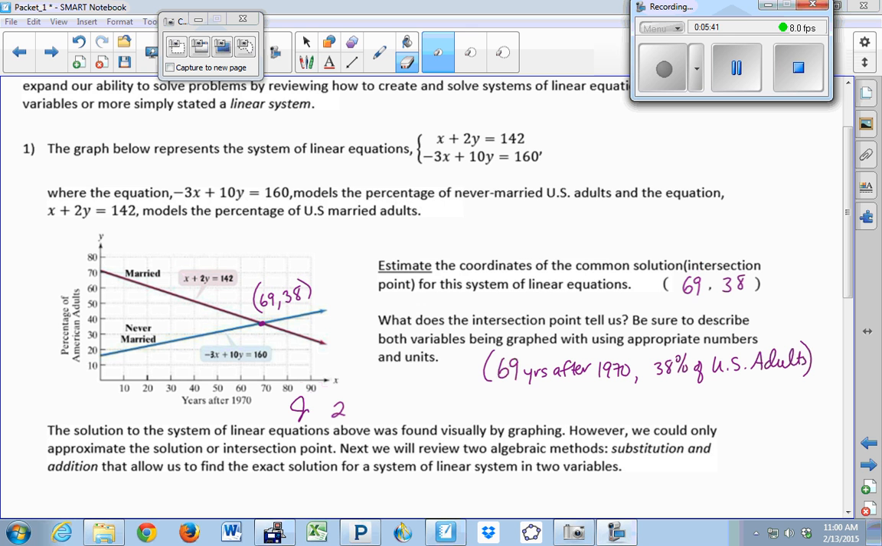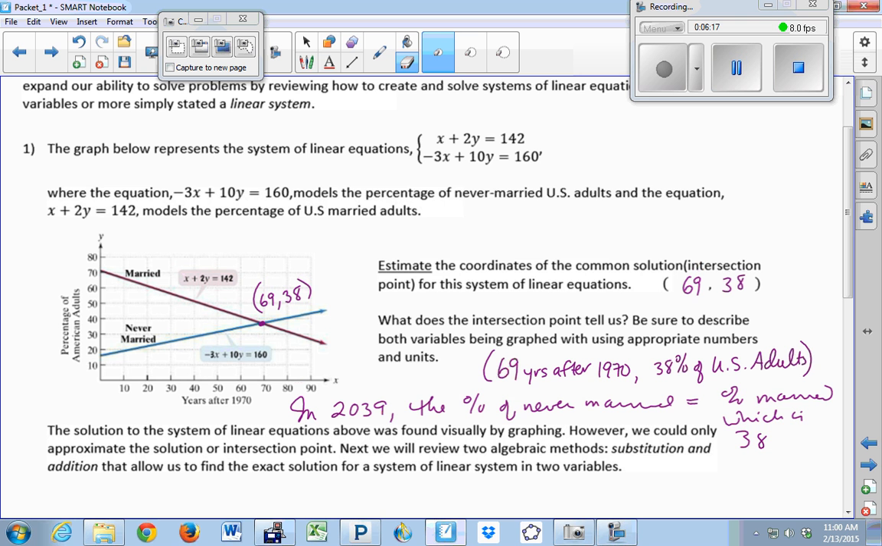In the year 2039, yep, when the percent of never married adults is equal to the percent of married. So in the year 2039, the percent of never married US adults equals the percent of married, which is 38%. You always want to be able to see each of your numbers and its units in your sentence. Right, that's exactly what it means.